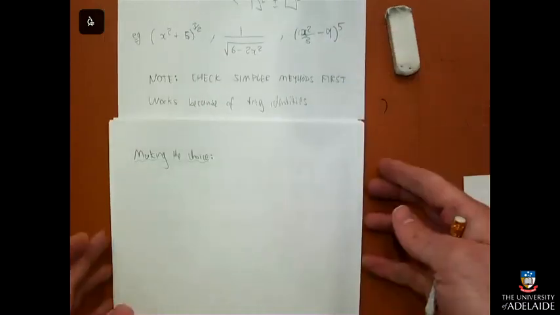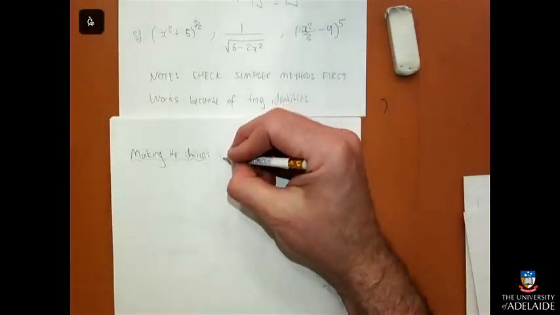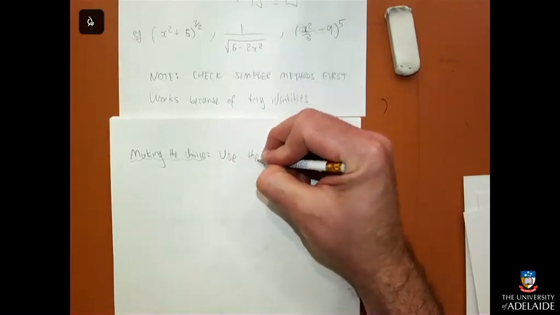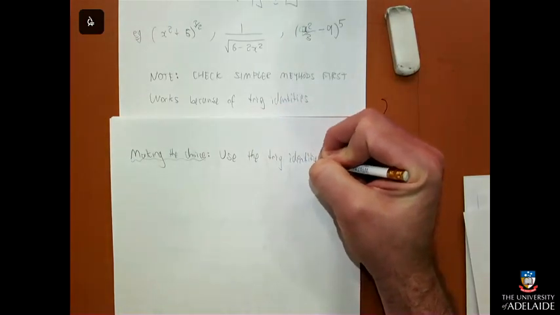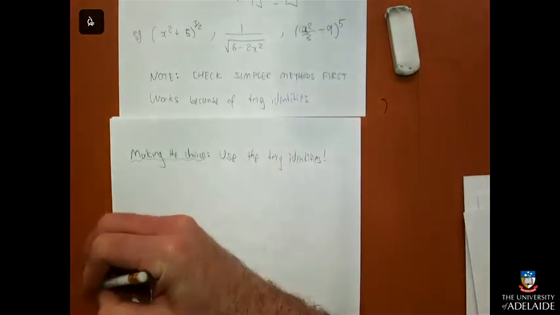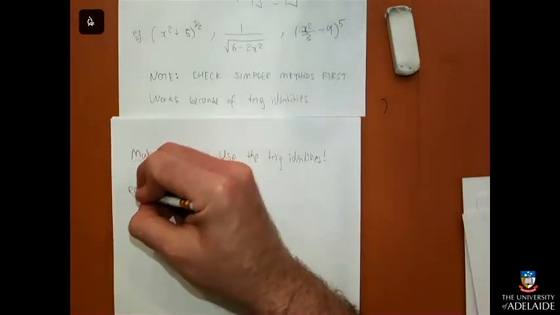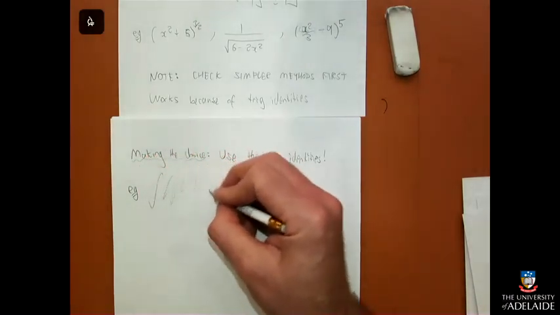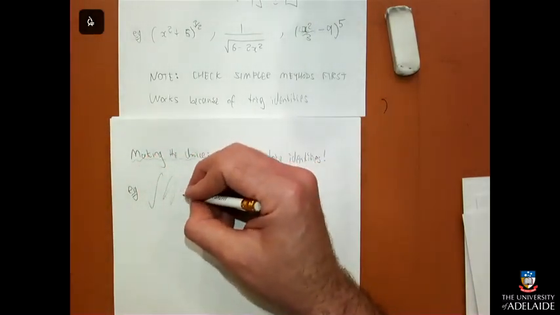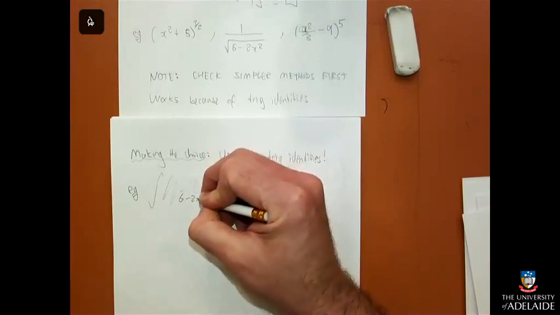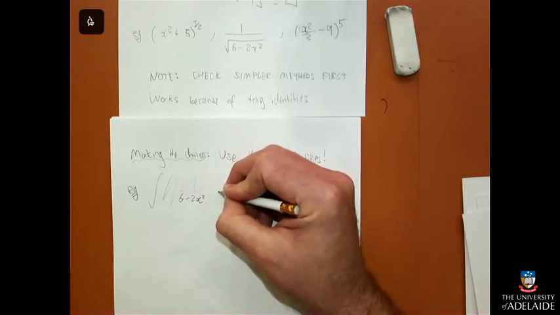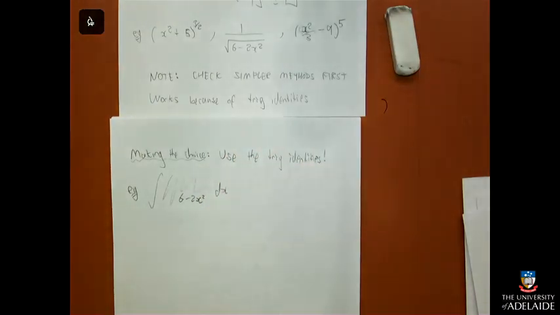I'm going to make the choice based on the trig identity. Use the trig identities. That's how I'm going to make the choice. So for example, I see an integral with random stuff in it, and somewhere in there I have a 6 minus 2x squared. Okay? There's stuff here. I don't care what the rest of it is. I just want to show you how I make the decision.